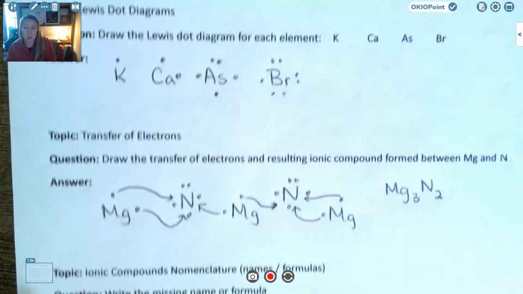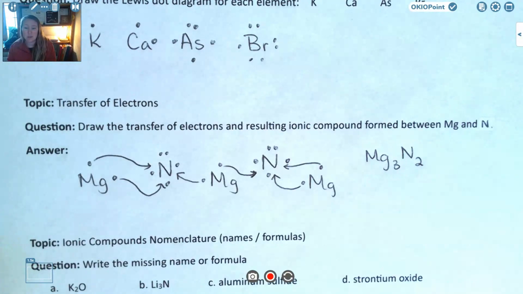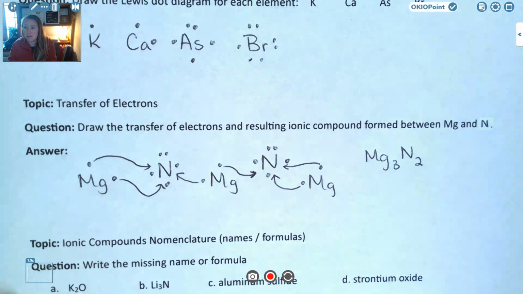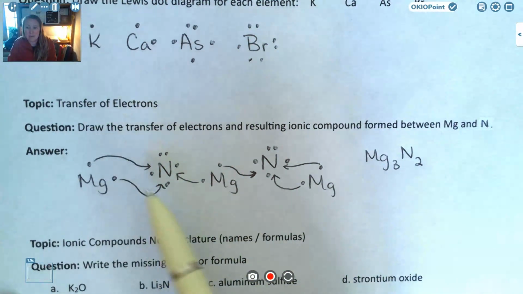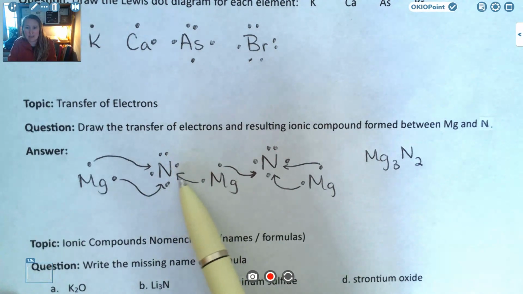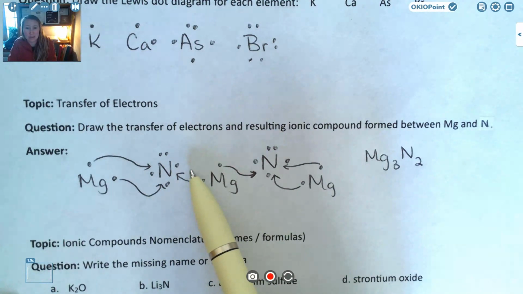Then we get into transfer of electrons. So I like to show the transfer of electrons because we know that for ionic compounds it's not really a bond, but it's a transfer of those electrons to create the electrostatic interactions. A great one to do is between magnesium and nitrogen because it creates that extra step where magnesium donates to nitrogen, but nitrogen still has an extra spot where it could use another electron.